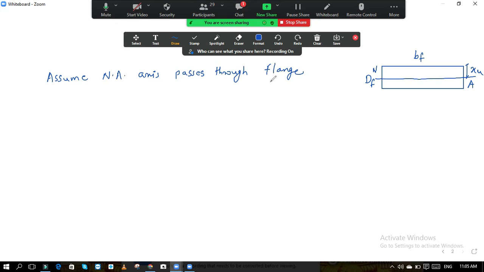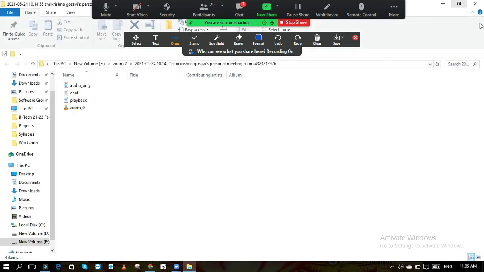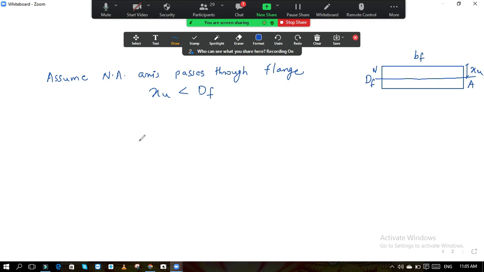If I express it mathematically, that is xu is less than df. Okay, this is what we have assumed. Now, after this, when I say that xu is less than df, I will take the equilibrium. Total compressive force must be equal to total tensile force, so we are equating this. This is necessary for equilibrium. Why are we equating? We want to calculate the value of xu. So we are equating total compressive force to total tensile force.